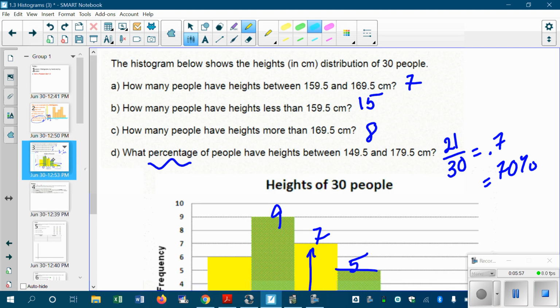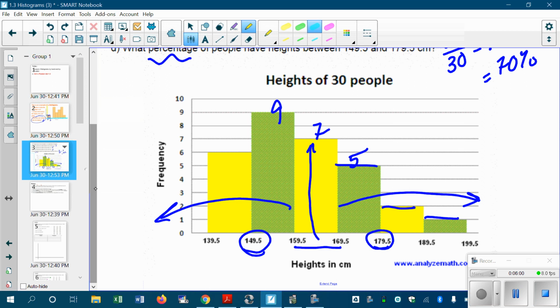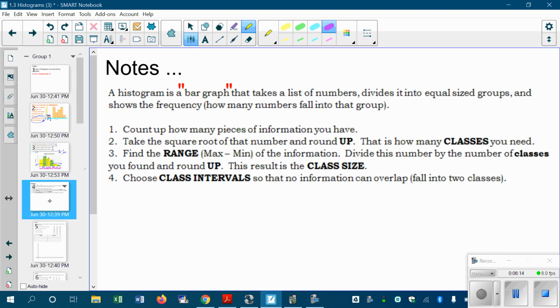What I mean by a class is how many intervals you have. So in this particular graph, we have 1, 2, 3, 4, 5, 6. We have 6 classes or 6 spaces from which the bars go up, okay? So how many chunks you're going to have.